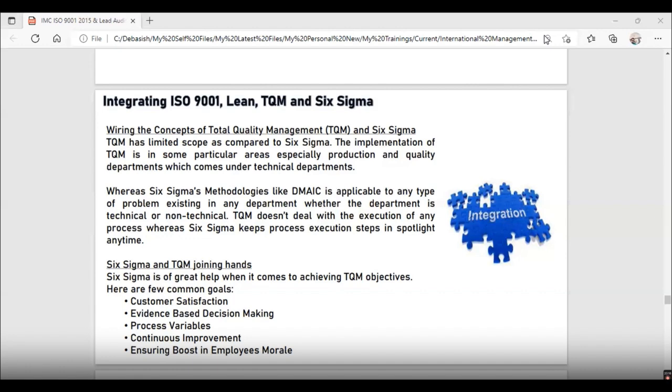The next ones: adopt a process-driven approach, integrate organization systems, adopt a strategic and systematic approach, adopt a factual approach to decision making, ensure communication with stakeholders, and commit to continual improvement.